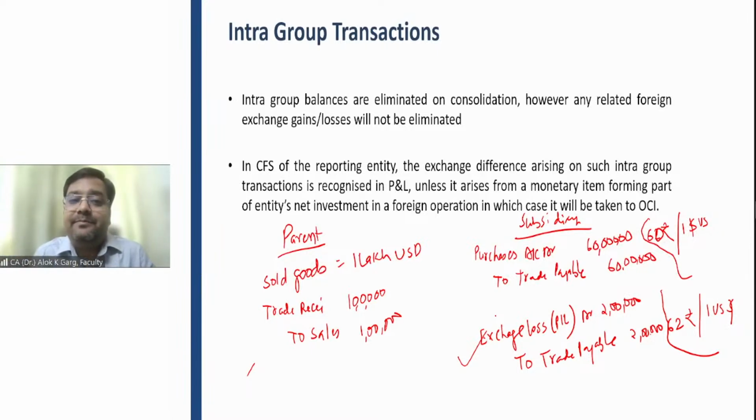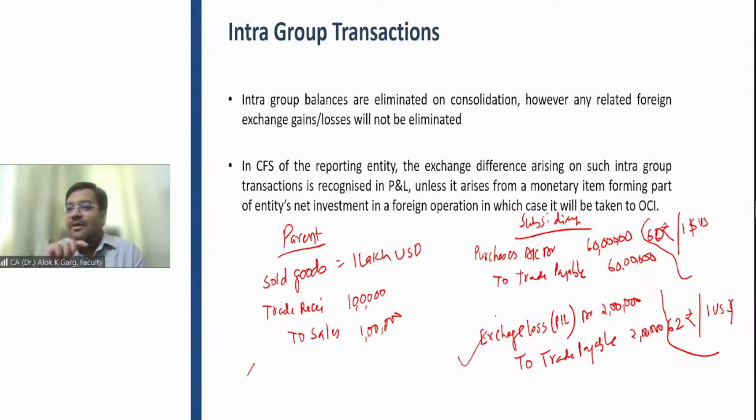So friends, intra-group balances are eliminated on consolidation, but please remember the exchange gain or loss will not be eliminated on consolidation. It will not be eliminated, right? So in the consolidated financial statement of the reporting entity, the exchange difference arising on such intra-group transaction is recognized in P&L, right? So this has to be recognized in P&L.